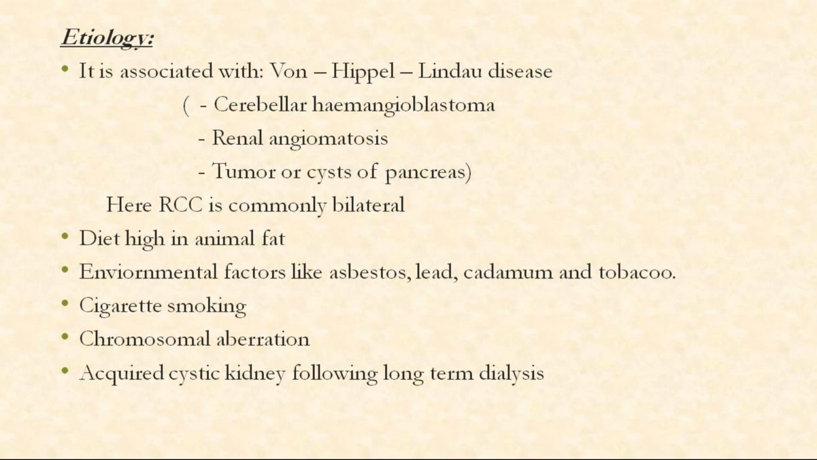Certain environmental conditions like asbestos factories, lead, cadmium and tobacco are also risk factors for the development of renal cell carcinoma. Cigarette smoking is also very dangerous. There is a chance to develop renal cell carcinoma. Sometimes it may be chromosomal aberrations and mutations. Chromosomal mutations may also genetically cause renal cell carcinoma. Sometimes cystic kidneys, polycystic kidneys are there. If they undergo long-term dialysis, that may also turn into a malignancy.